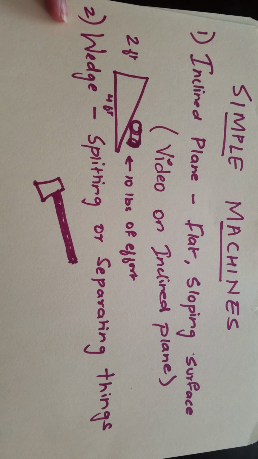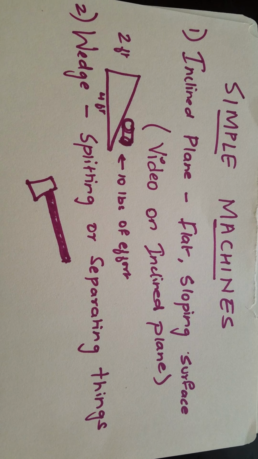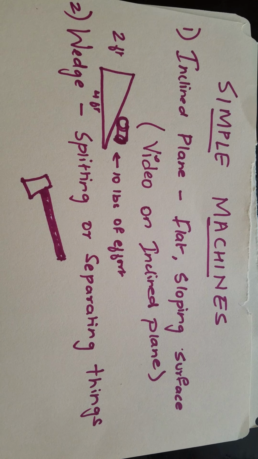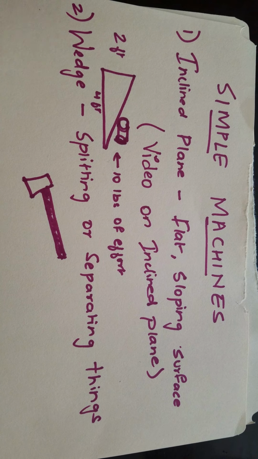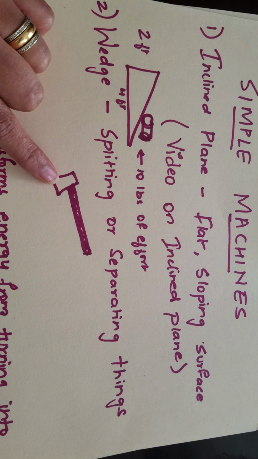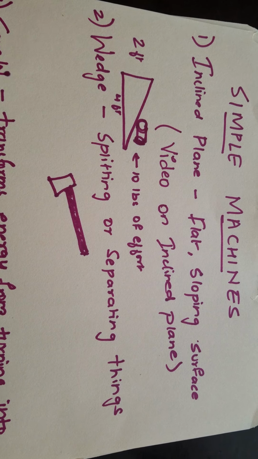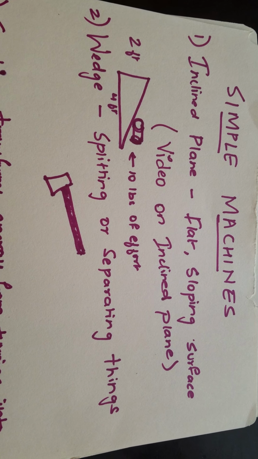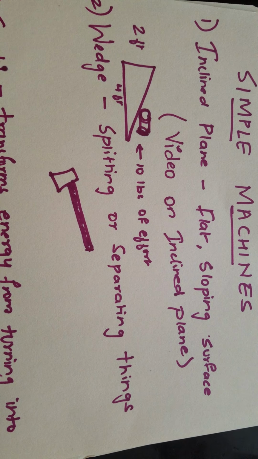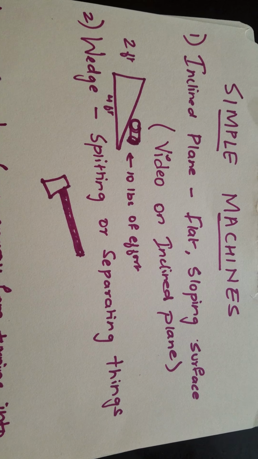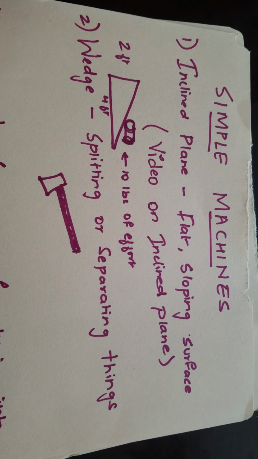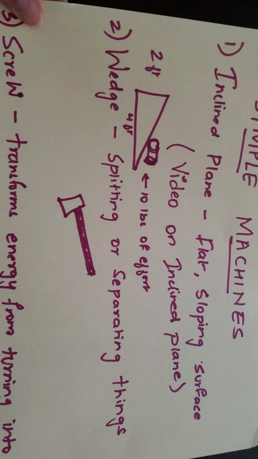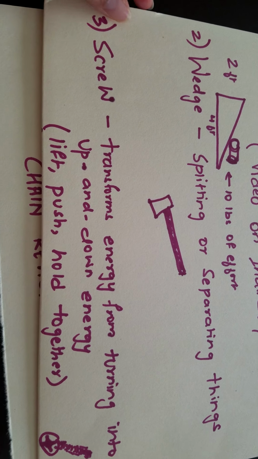The next kind of machine is the wedge. A wedge is something that's used for splitting or separating things. So it could be an axe. The good example is an axe. We have taken two kinds of machines to make a video, and that was the inclined plane and the pulley, which we'll see later. The third kind of machine is a screw, basically.